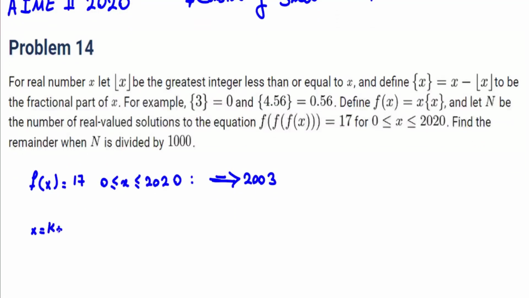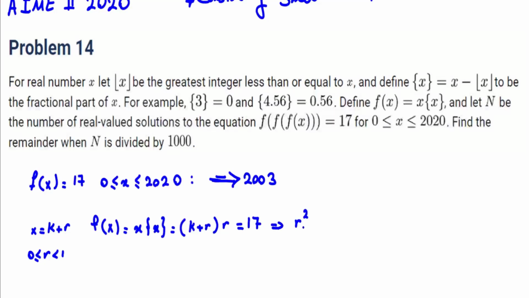Suppose x is k plus r, and r is from 0 to 1. So can you tell me f of x, which is x times the fractional part of x, in terms of k and r? It's k plus r times r, right? Okay, and we want this to be equal to 17, right? So it is r squared plus kr minus 17 equals 0, right? So can you tell me r in terms of k?